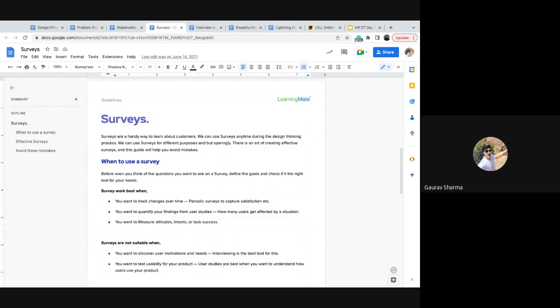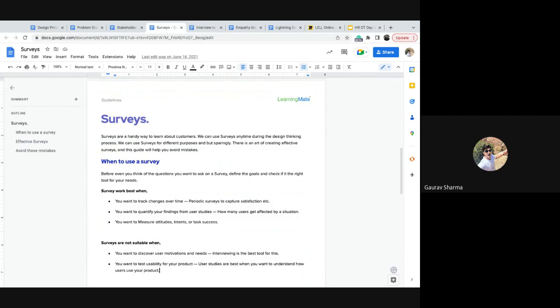So before we start thinking of the questions, what we want to put in a survey, when we want to track changes over time, right? For example, if we have rolled out a process or we've added an improvement into our system, right? We would run surveys on a periodic basis so that we capture the satisfaction of the users who are using that particular process or that improvement. And that's where surveys come in handy, because again, we're talking about quantity rather than quality.